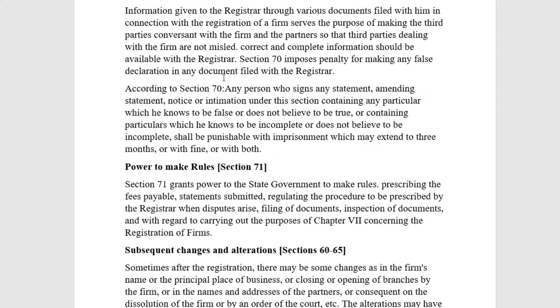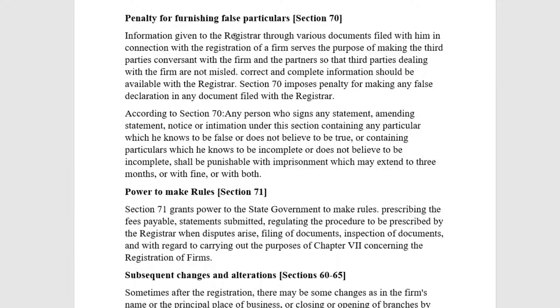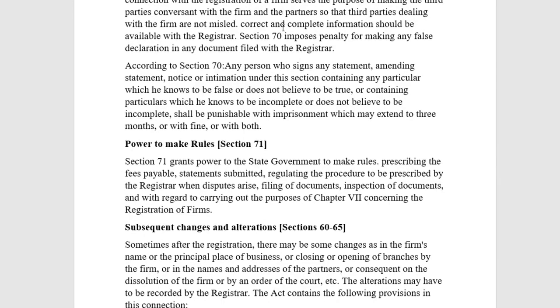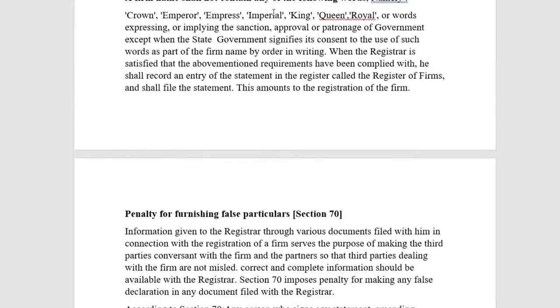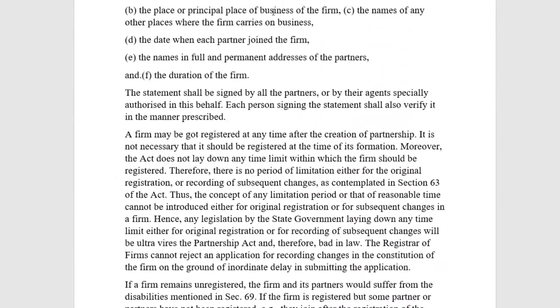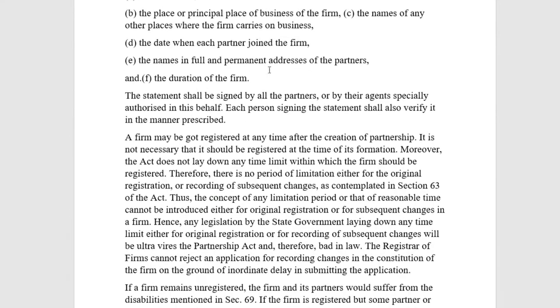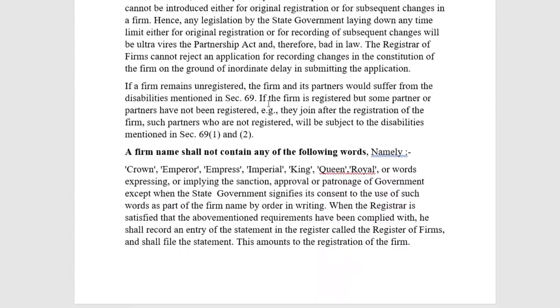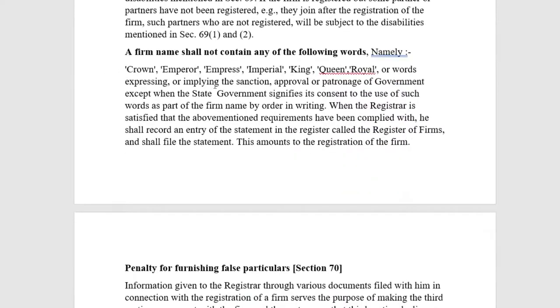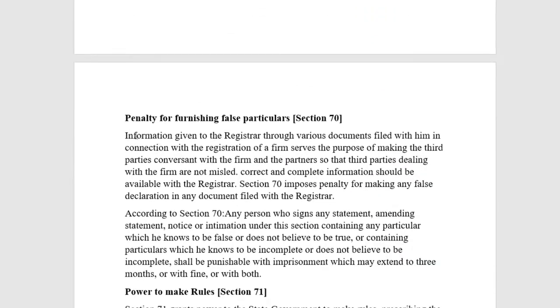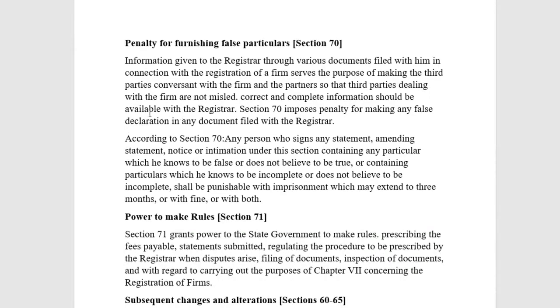So these are all the aspects with regard to the penalty for furnishing false particulars. So we have seen what procedure has to be followed, what information has to be given, under which section it has to be given, what required aspects have to be furnished, which names should not be kept, and what the penalty provisions are with regard to providing false particulars.